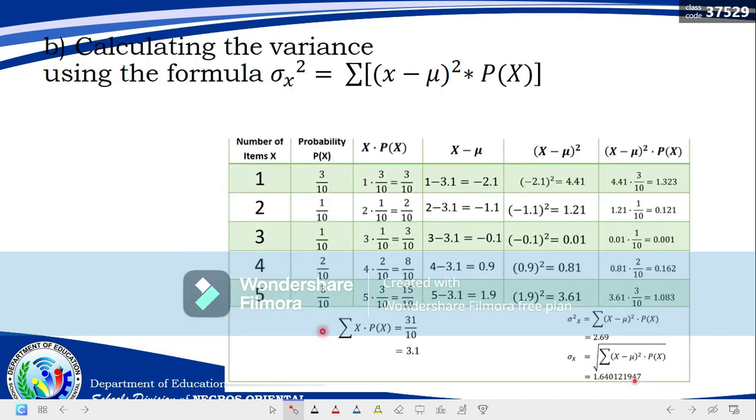Then calculating the variance using the formula. Using the formula, the variance is equal to the summation of the quantity x minus the mean, squared, times p of x.